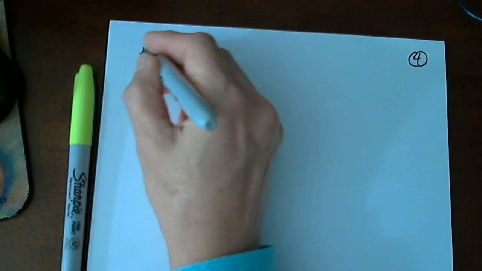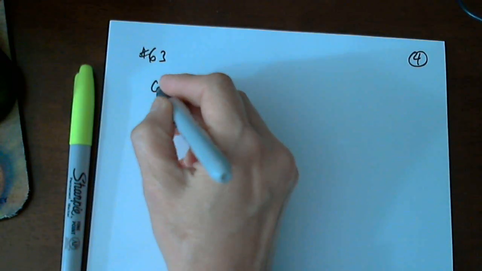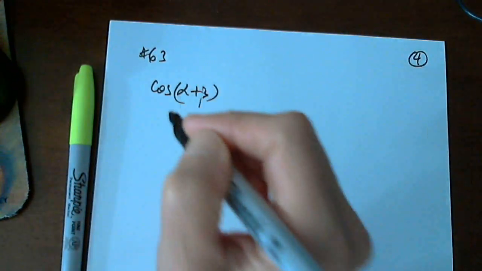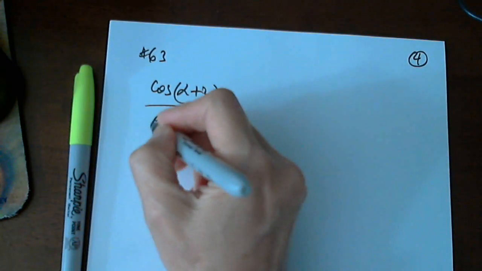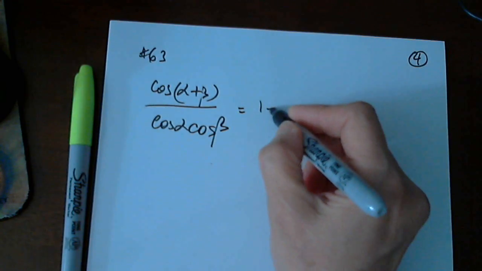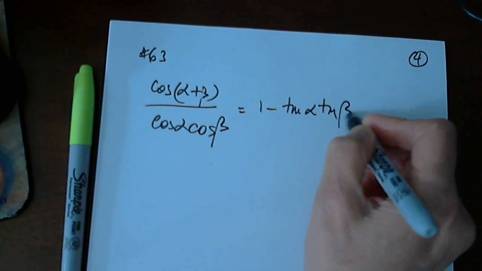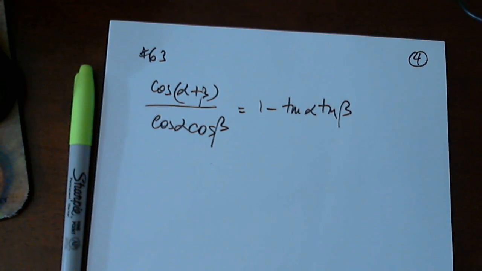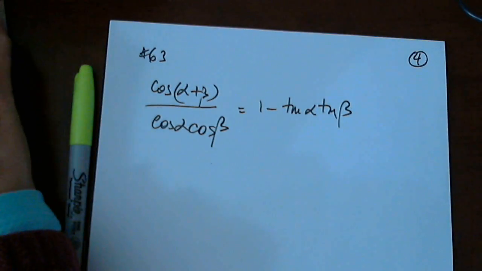If you don't choose, I will. Okay, I will choose 63. Cosine of alpha plus beta divided by cosine alpha cosine beta. They say it equals 1 minus tangent alpha tangent beta. I have the feeling that we did this one, but maybe not.